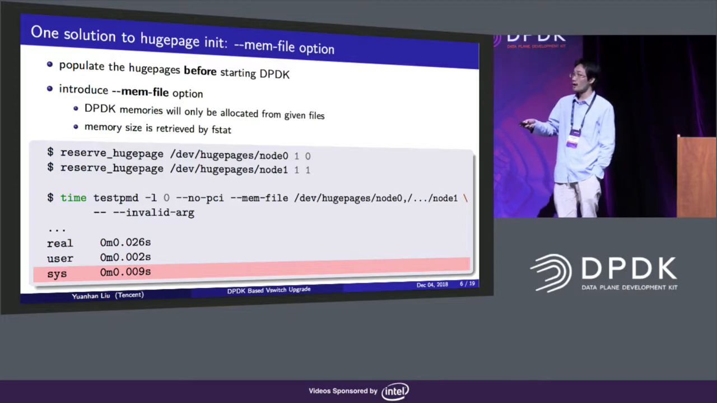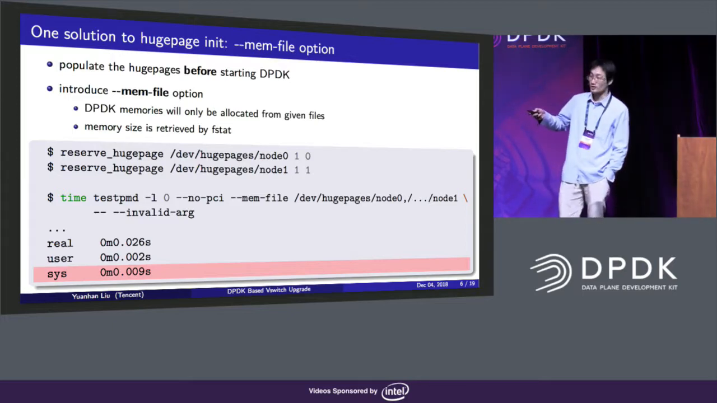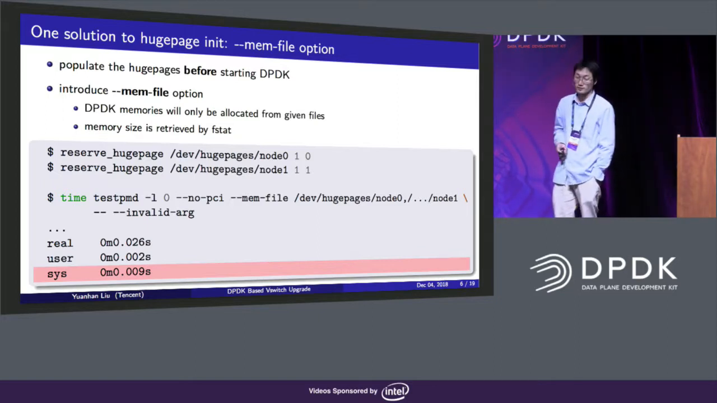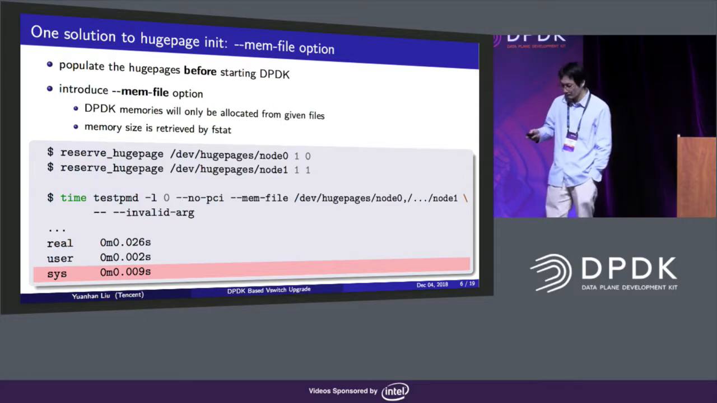to the DPDK, and then it will go, and you can see that the system time is just about 9 milliseconds, and the total time is like 226. Well, that's good, actually.